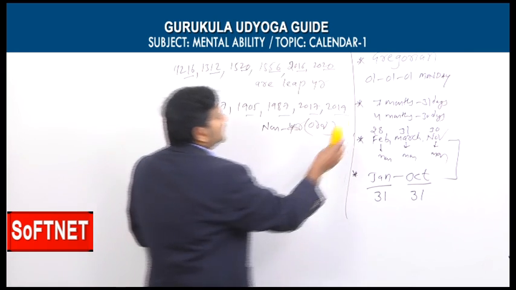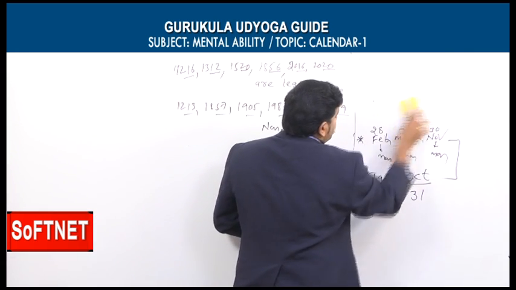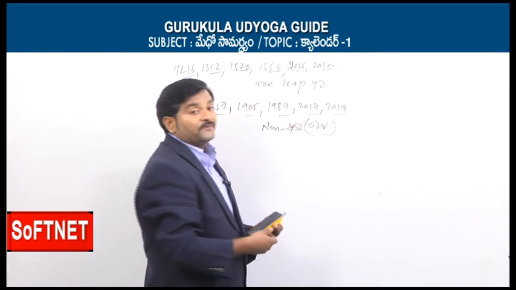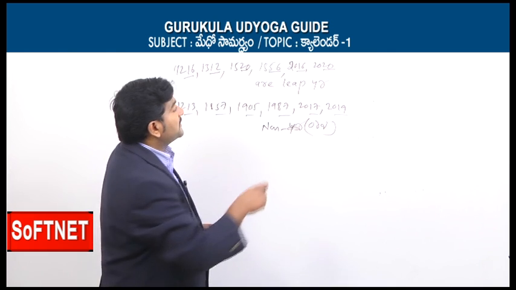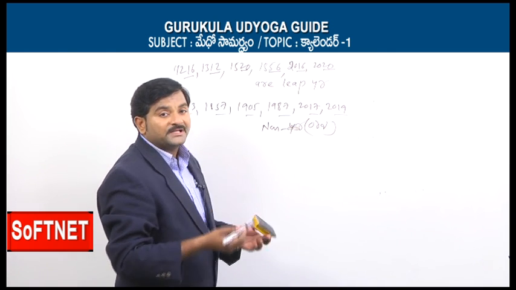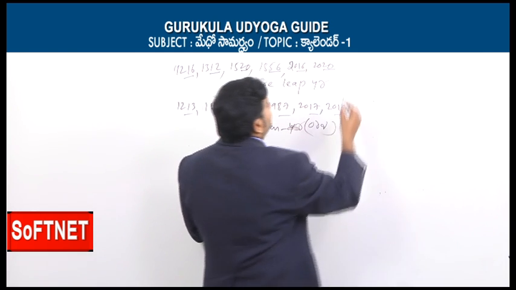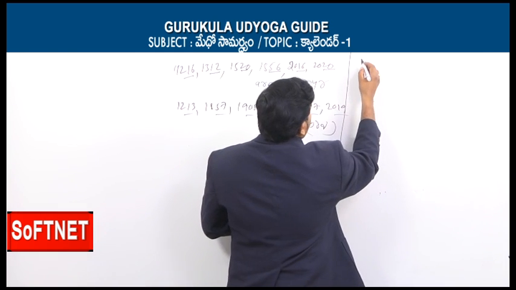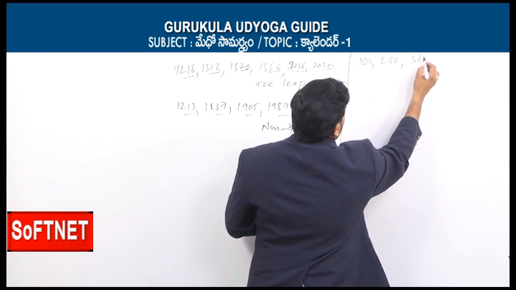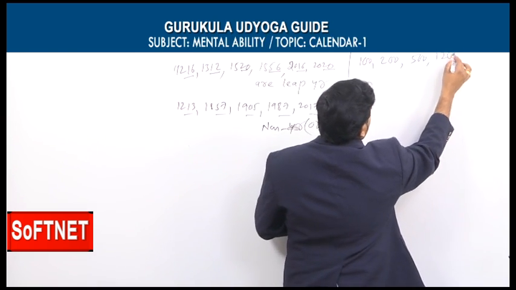If it is a non-century year, then it must be divisible by 4. If not, it is an ordinary year. But if it is a century year, in that case what can we say? For example, the 100th year, 200th year, 500th year, 1200th year and so on.